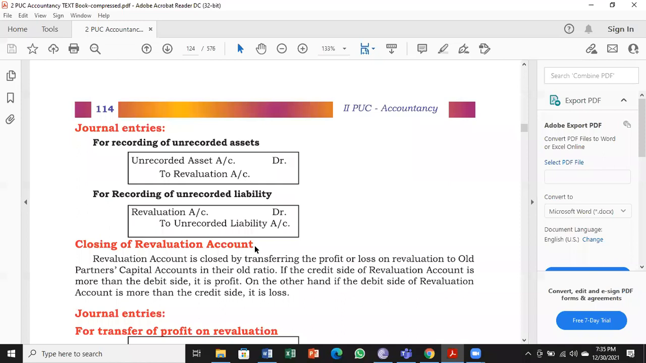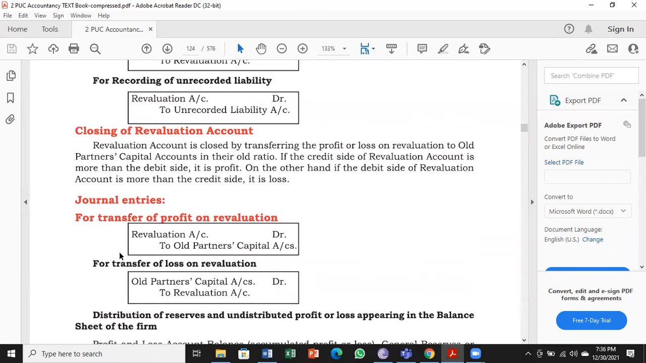After all the entries are made according to the agreement between the old partners and the new partner, all entries are done in the revaluation account and the final profit or loss is found by balancing it. Any profit or loss will be shared only among the old partners and not with the new partner. For transferring, if there is a profit, that is, credit is more and debit is less, revaluation account debtor to old partners' capital accounts. If it is a loss, old partners' capital accounts debtor to revaluation account. You might have seen in the P&L appropriation account how we found the profit or loss. The same method we follow in the revaluation account also.